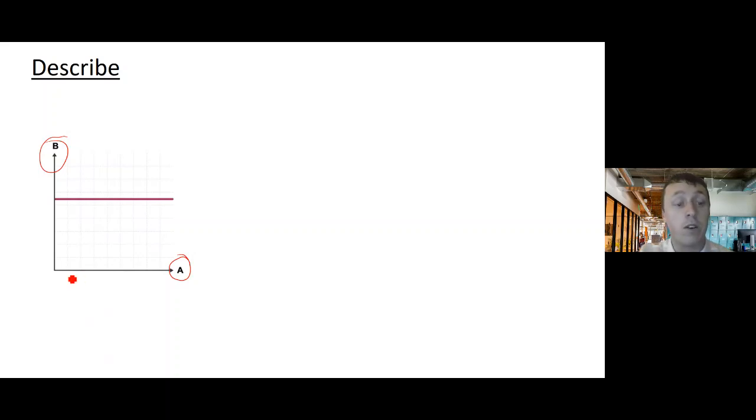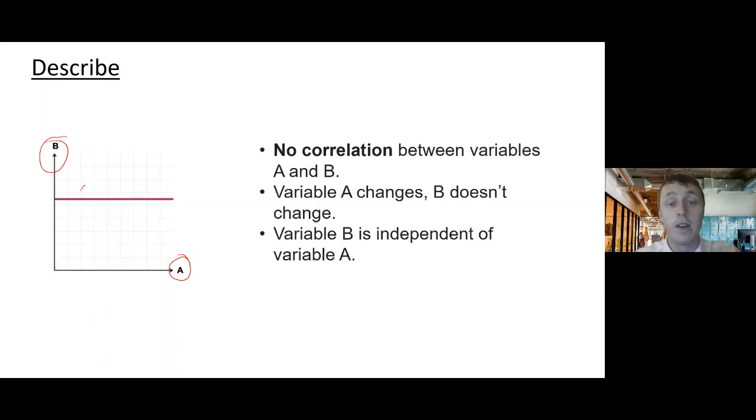What we can see in this graph straight away is that as A increases, because obviously it's going across that x-axis, we can see that B is neither going up, it's neither going down, it's remaining constant. So even though we change A, we have no effect on B. So we could say something like there is no correlation, there's no link, there's no effect. B does not have an effect on A. So as variable A changes, B doesn't change. Or even variable B is independent of variable A.